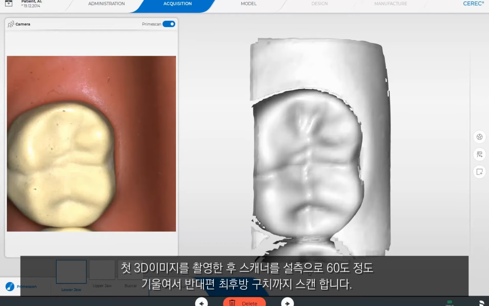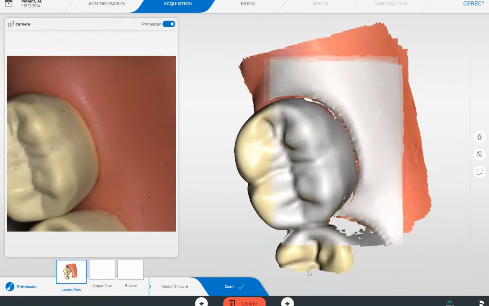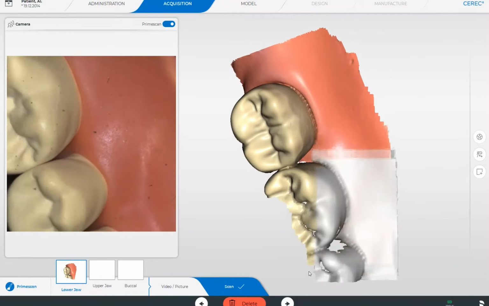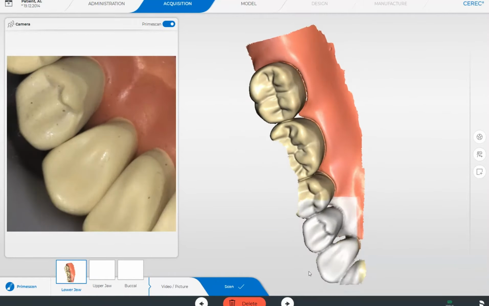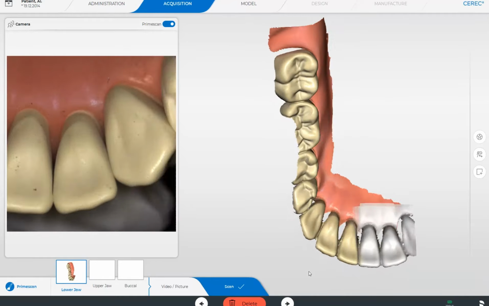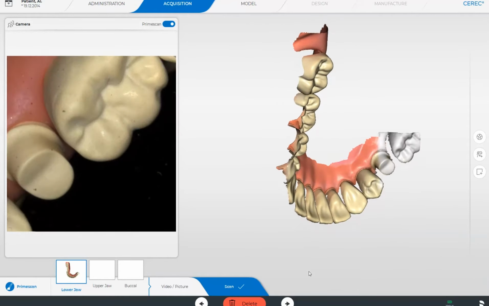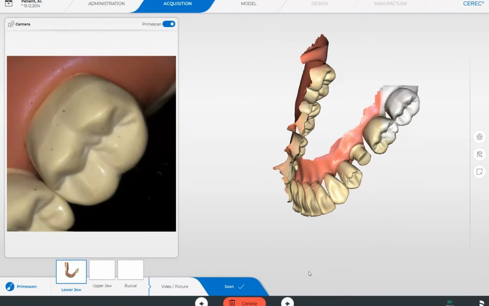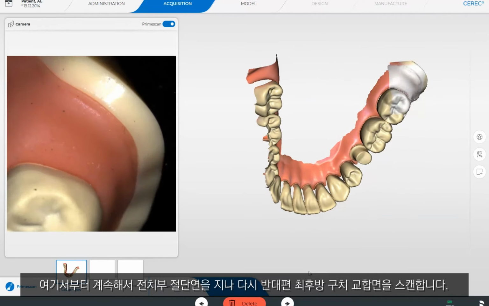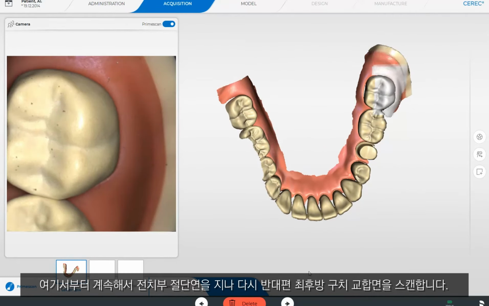After the first 3D images, we sweep our PrimeScan by 60 degrees to the lingual and scan to the opposite most distal tooth. From here, we continue with an occlusal scan over the incisal edges in the anterior region until the most distal tooth on the opposite side.